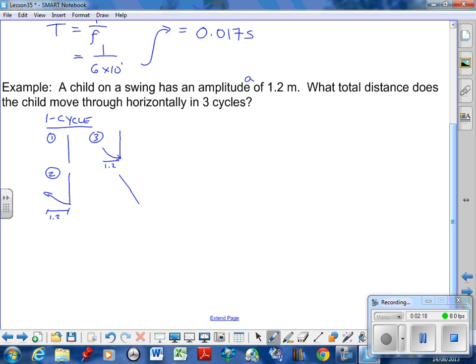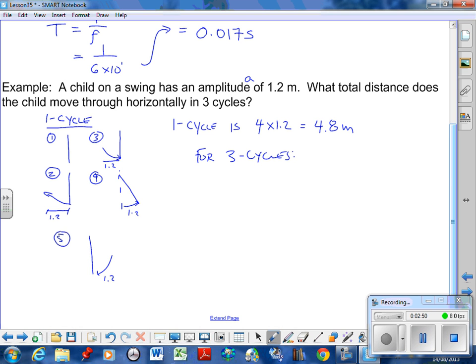They then move forward 1.2. Picture 4. In picture 5, they're going to move back 1.2. So to me, it looks like 1 cycle is 4 times 1.2, which gives us 4.8 meters. For 3 cycles, we are looking at 3 multiplied by the 4.8, which will give us 14.4 meters.